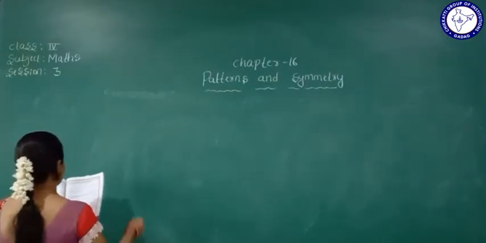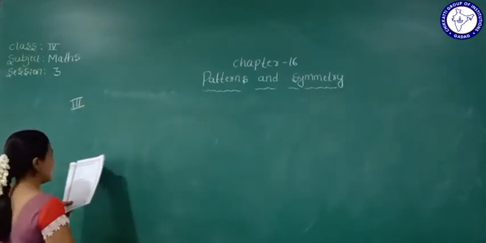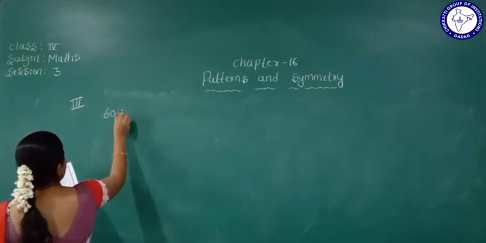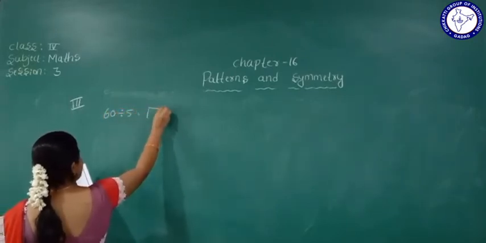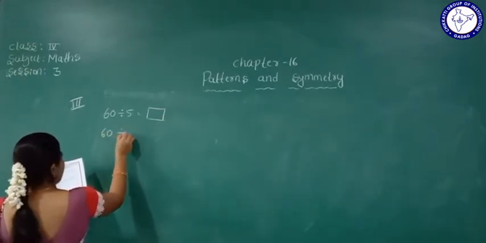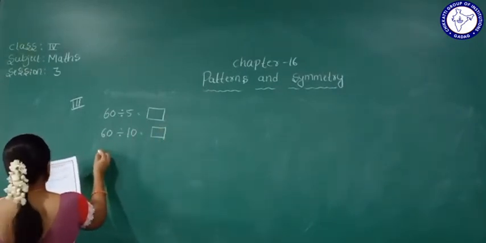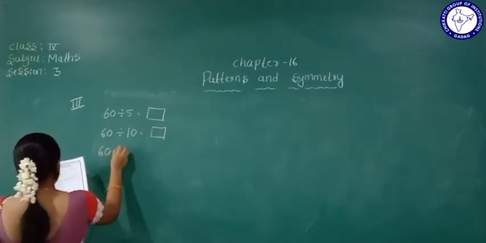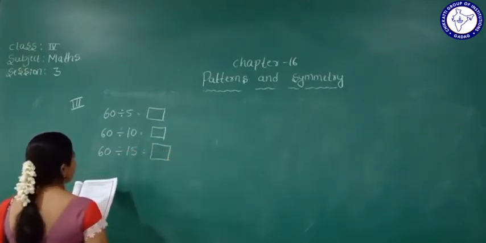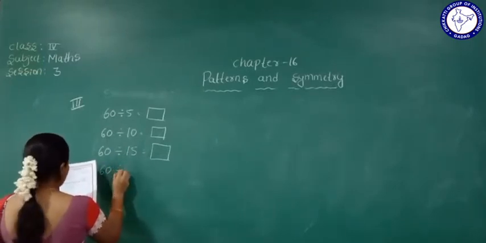Yes, before this, see here, another main is there, that is the third main. Fill up the blanks and observe the pattern. Yes, so 60 divided by 5. Next, 60 divided by 10. 60 divided by 15. 60 divided by 20.